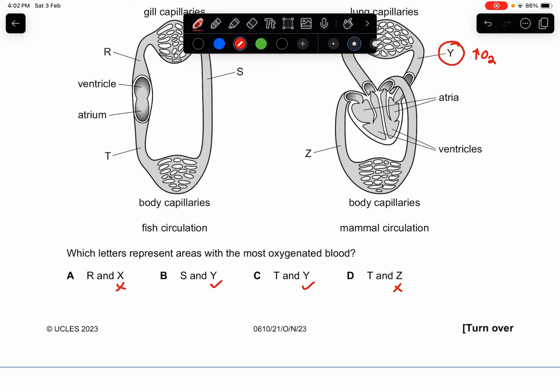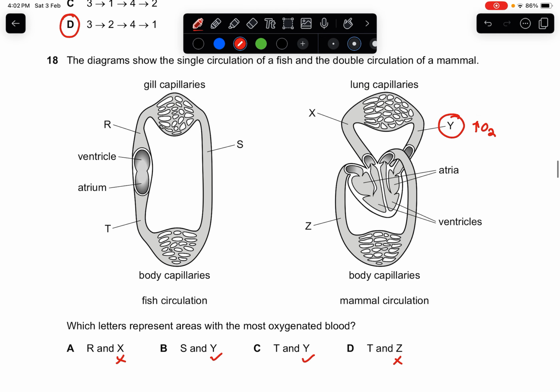So we only have two options left. Now let's see the gill capillaries. We have the atrium, the ventricle, the gill capillaries and the body capillaries. Since this one is going such a long distance, it might be going to other parts of the body, and this shows that they are able to hold the most oxygenated blood, and it's also on its way to the atrium, which is almost the same as the atria of the mammalian heart. So the answer for this question would be B.